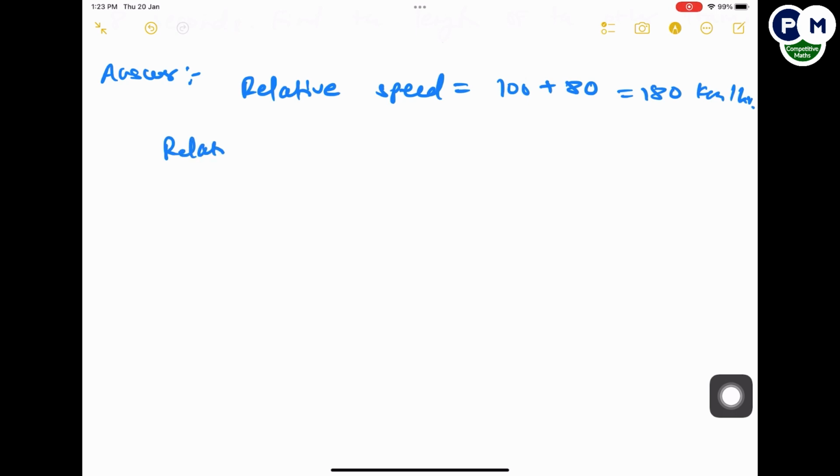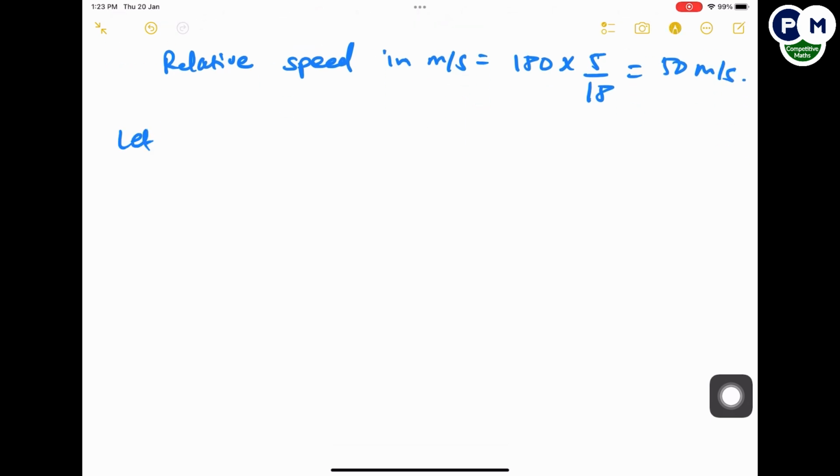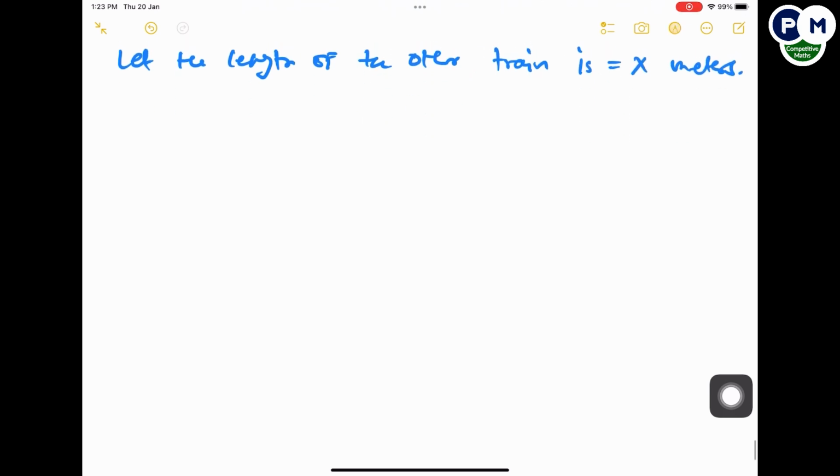Relative speed equals 100 plus 80, which is 180 km per hour. Relative speed equals 50 meters per second. Let the length of the other train be x meters. Now relative speed equals total distance covered by time. x equals 400 minus 150, so x equals 250 meters.